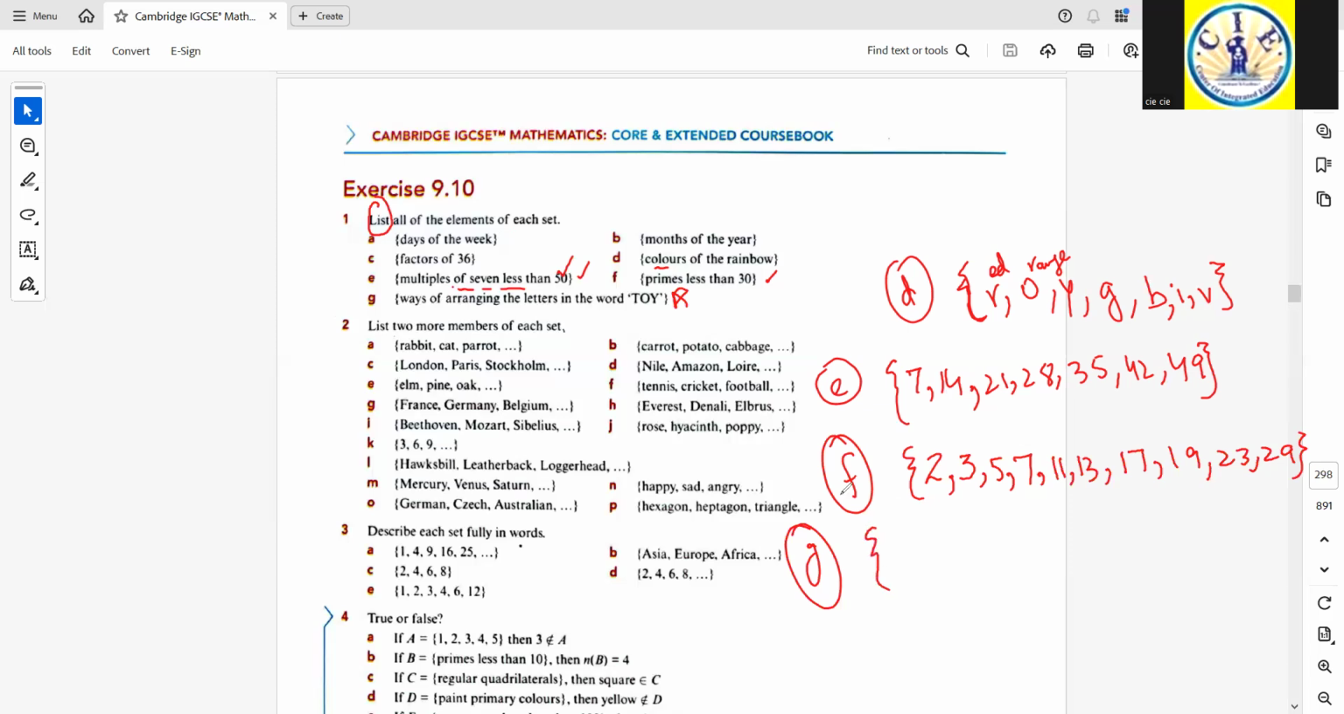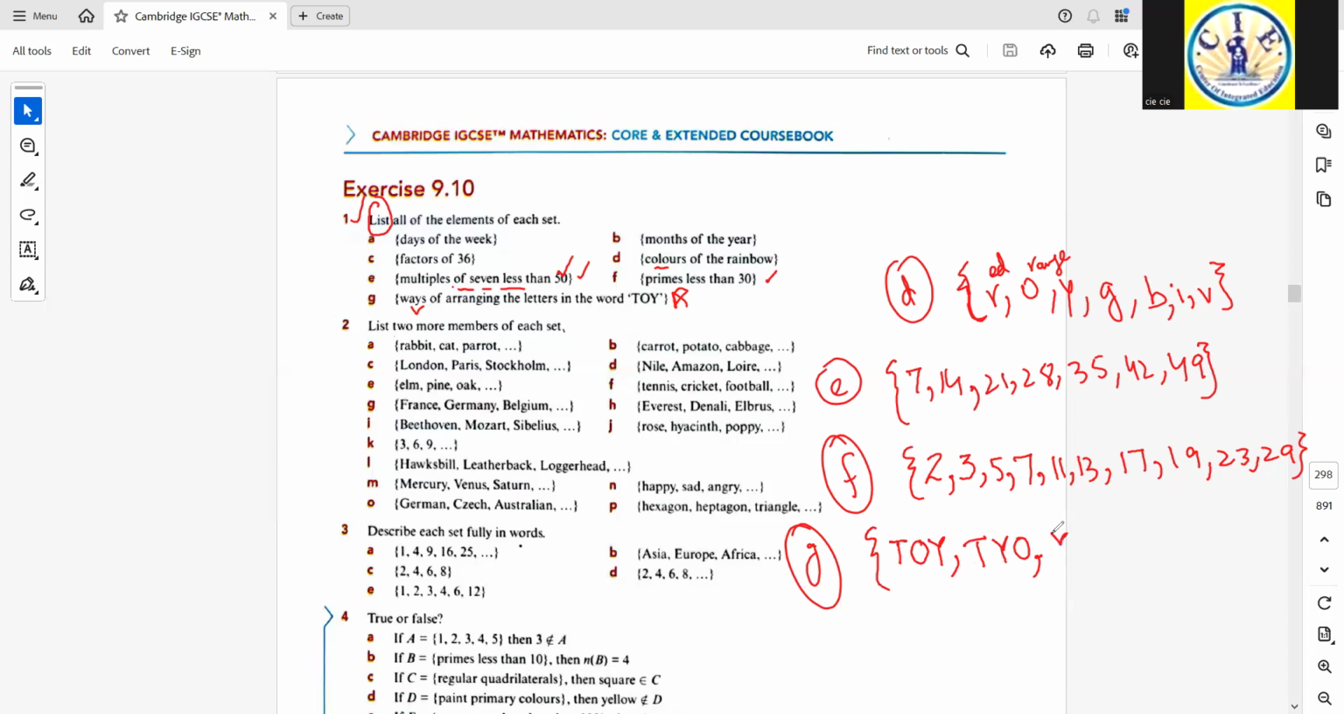We need to list the ways. In how many ways can we arrange the letters of the word TOY? Let me fix T first. Then I can have the arrangement of either O at the second place and Y at the third place, or Y at the second place and O at the third place. So these are the two arrangements, with T at the first place.